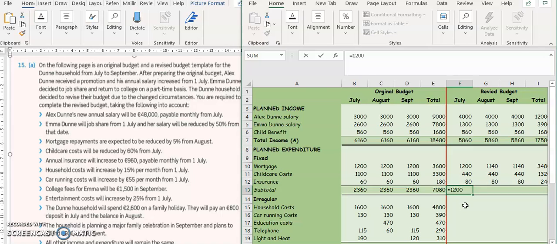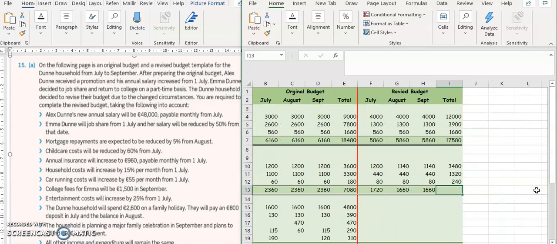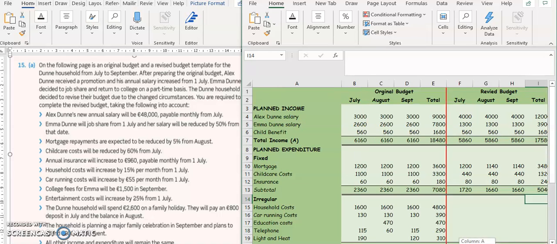So, 1,200 plus 440 plus 80. 1,140 plus 440 plus 80. 1,140 plus 440 plus 80. And then your total: 3,480 plus 1,320 plus 240. That gives us 5,040, and that's your fixed expenditure.